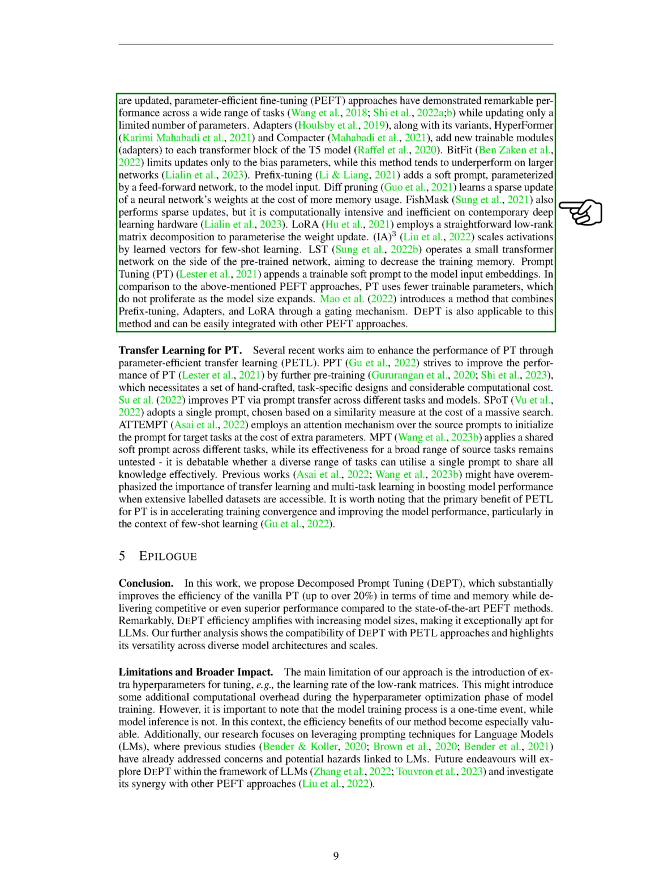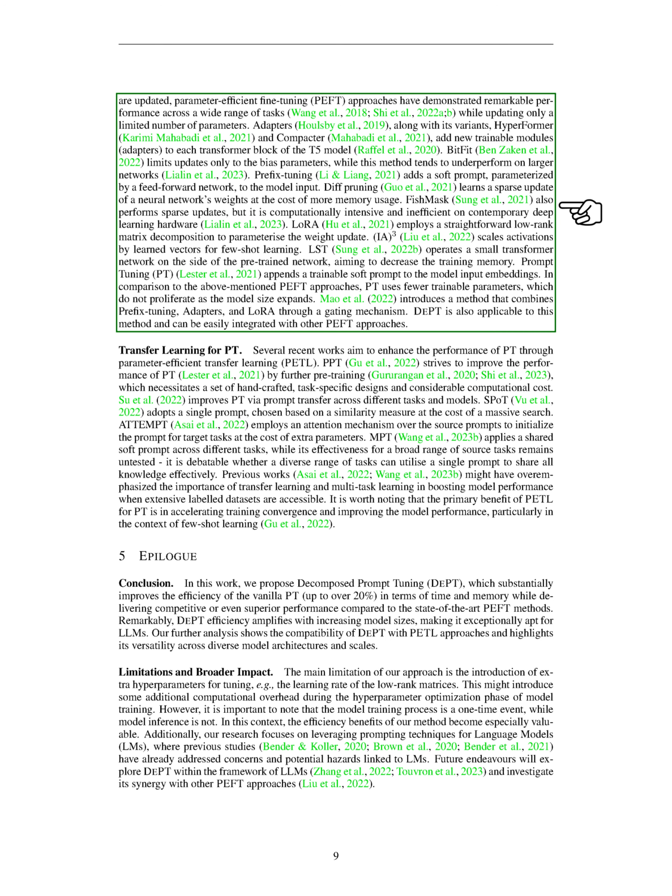Other methods include (IA)³, which scales activations by learned vectors for few-shot learning, and LST, which operates a small transformer network on the side of the pre-trained network to reduce training memory. Prompt tuning, PT, adds a trainable soft prompt to the model input embeddings. Compared to other PEFT methods, PT uses fewer trainable parameters, which do not increase as the model size grows. There's also a method that combines prefix tuning, adapters, and LoRA through a gating mechanism. DEPT can be applied to this method and can be easily integrated with other PEFT approaches.